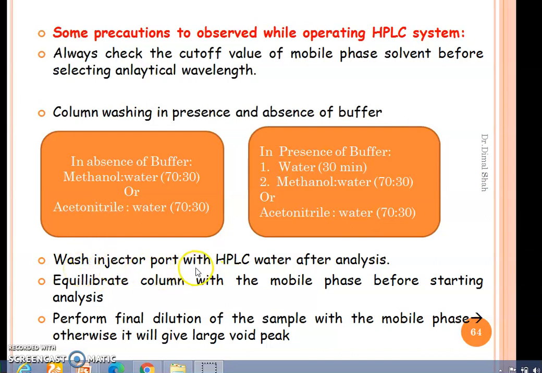Washing of the injection port with HPLC water after analysis is essential. Otherwise, there are chances of sample buildup in the injection port. So, wash the injection port with HPLC water as well as with methanol water 70:30. Equilibrate the column with the mobile phase before starting analysis. At least give sufficient time for the mobile phase to equilibrate the entire system.